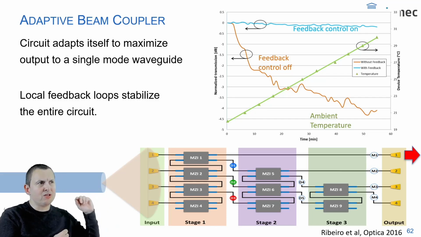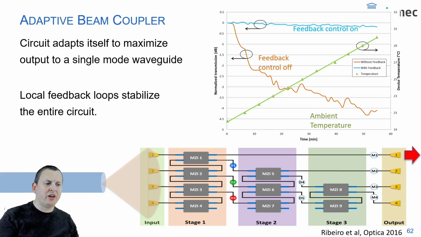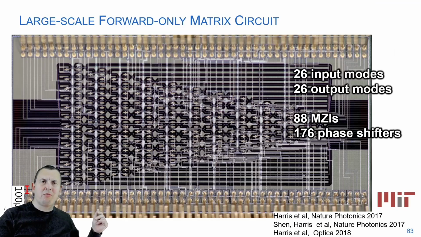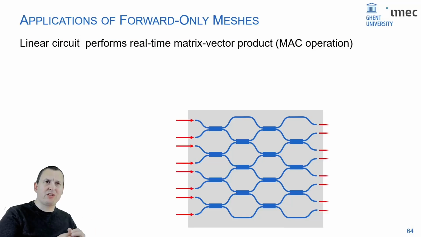And that's the blue curve you see at the top right. Now this is a small scale circuit. You can scale these circuits up to much larger circuits. This is an example a bit later from a group at MIT, where you have 26 inputs, 26 outputs. And the nice thing of these circuits is that by just mapping these inputs on these outputs with these programmable optical gates, you can do quite some really interesting functions.